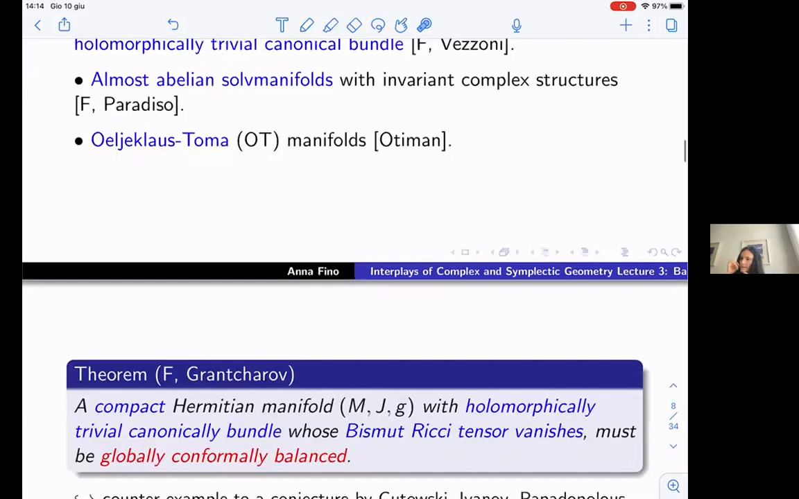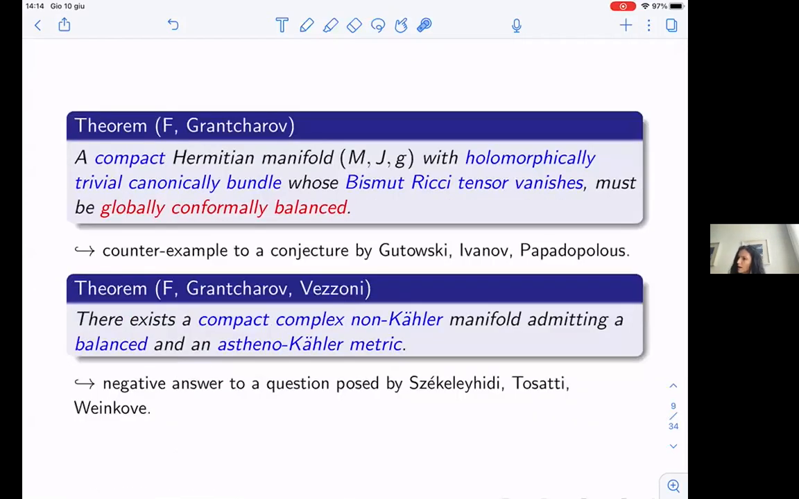And there are also relations with other types of metrics that one can ask. This is the result that I got with Georgi Grantcharov and was related to a conjecture posed by Gauduchon, Ivanov, and Papadopoulos. And the question was quite natural in some sense, because let's say we have a compact Hermitian manifold with holomorphically trivial canonical bundle. So you have a nowhere vanishing section of the holomorphic canonical bundle, and Bismut-Ricci tensor vanishing. And then the conjecture was that it is automatically Kähler. This is not true. We show that this implies another condition on the metric, which is the globally conformally balanced condition. I will use it also later. What does it mean? You start with ω, and then with a global conformal change, we get a new metric which is balanced.